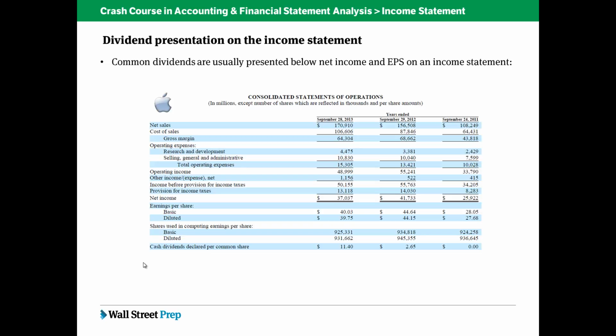In terms of dividend presentation on the income statement, common dividends are usually presented below net income and earnings per share on the income statement. And we see that here for Apple. Apple has earnings per share of $39.75 on a diluted basis. So it looks like about 25% of their net income, I can see, because 11 is around 25% of 40, represents cash distributions. These are significant. It's a significant amount of profits to be distributing out to shareholders.